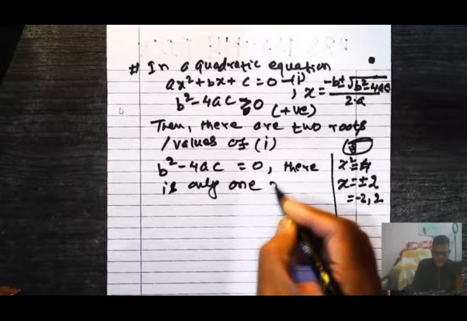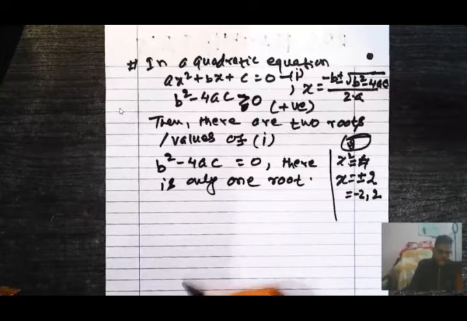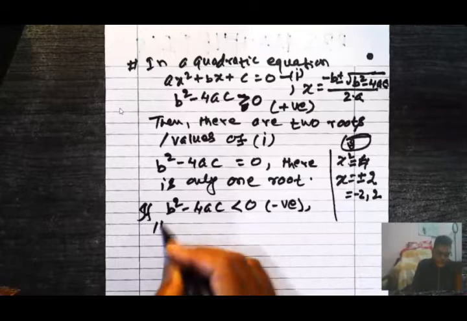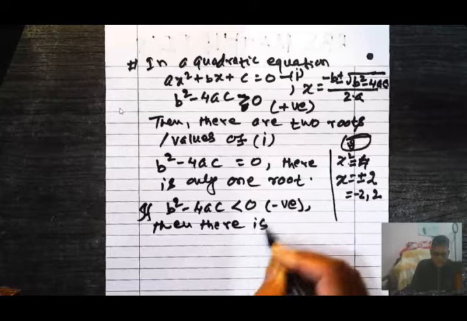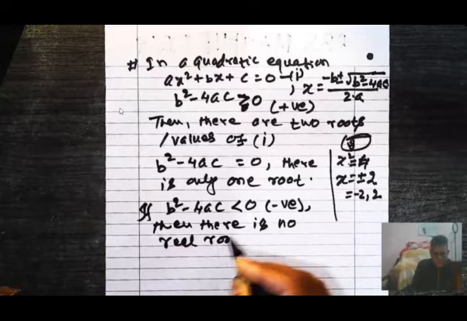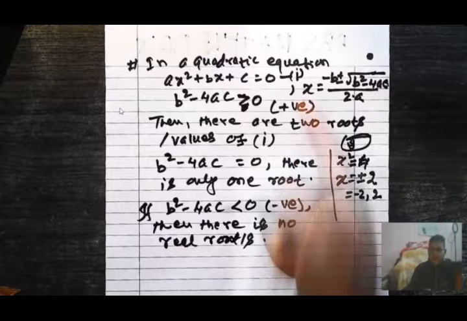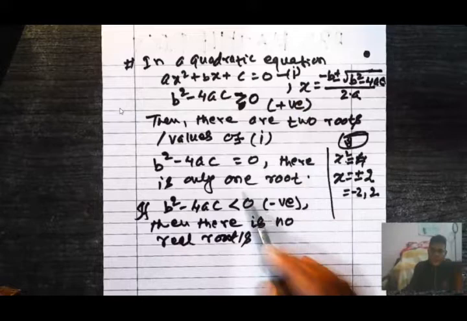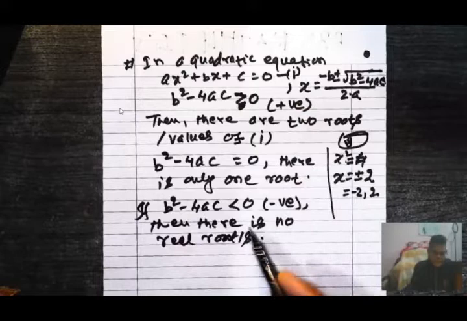Alright? And in the third case, you see that if b square minus 4ac is less than 0, that means this is negative, then you can say that there is no real root, or roots, for this quadratic equation. So when we talk about two roots, we are talking of two real roots. If there is only one root, we are talking of one real root. If b square minus 4ac is less than 0, that is negative, then we say that there is no real root.